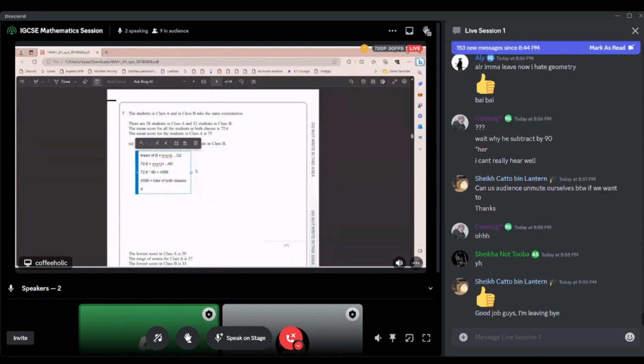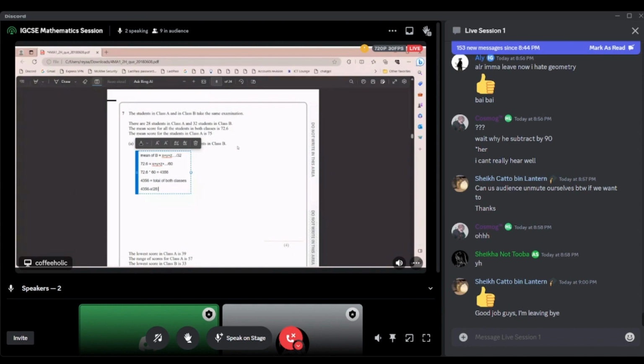So to find just one class, you would do 4356 minus X, and you would divide that by 28, remember, because 28 is the number of students in class A, because you're trying to find just the value of class A first, and you can then substitute that to get B. So you do 4356 minus X upon 28, and you know that the mean of class A is 75, so you would equate that to 75.